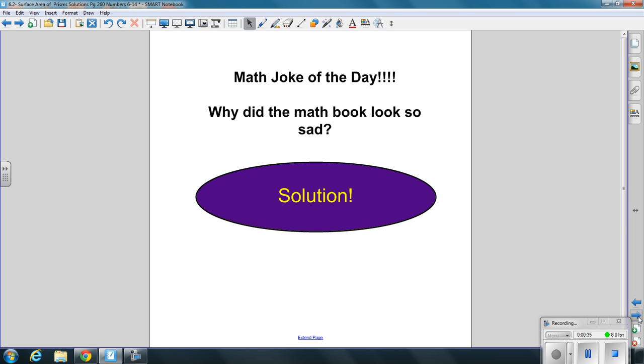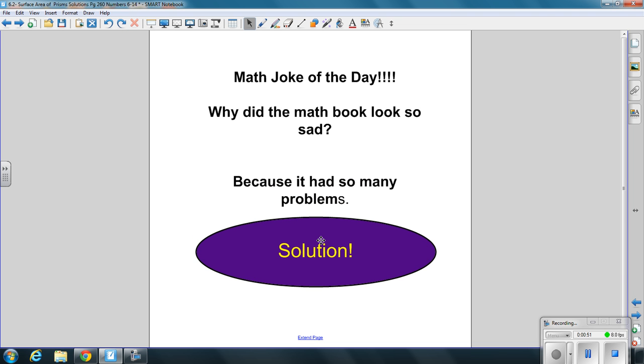Something a little different, math joke of the day. So question, why did the math book look so sad? Go ahead, shout out an answer. Anyone? Anyone? All right, well, let's take a look at this solution. Because it had so many problems. Hooray! All right, look forward to the next math joke of the day.